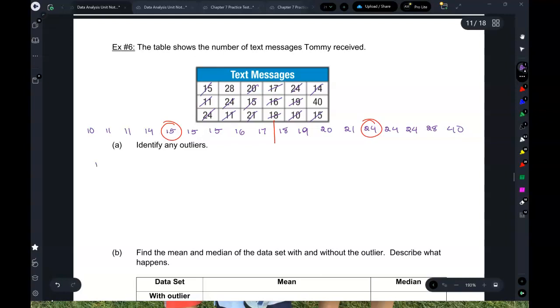So the interquartile range is 24 minus 15. How much is that? 9. Okay, so 1.5 times 9. 3 over 2 times 9, 27 over 2. How much is that? 13.5.